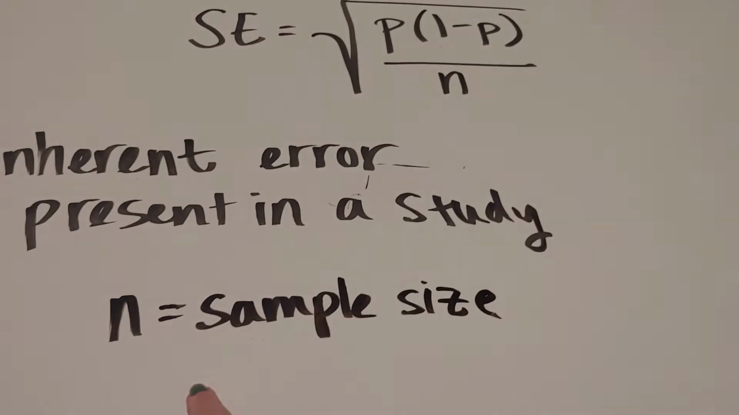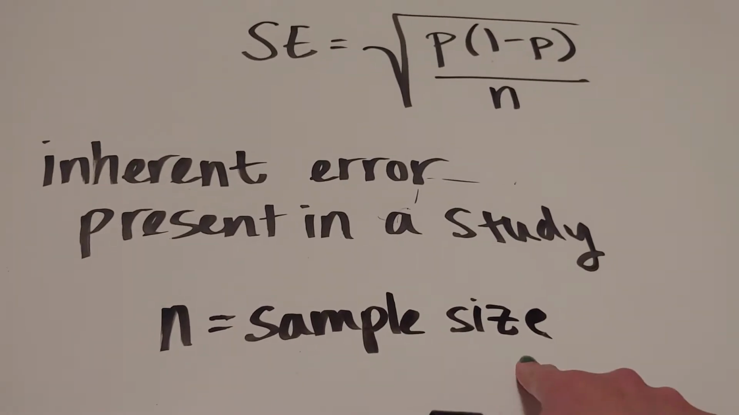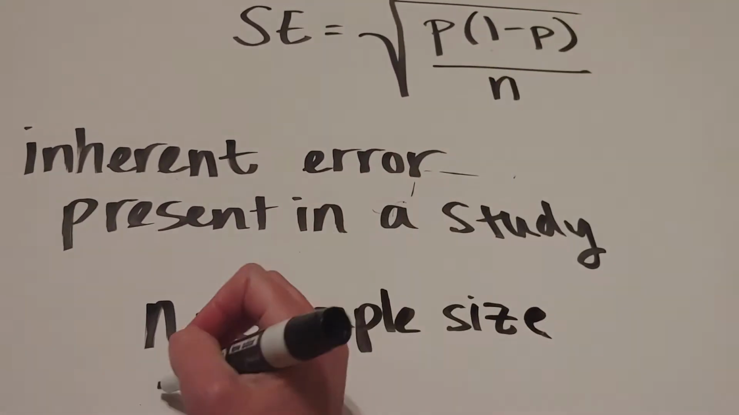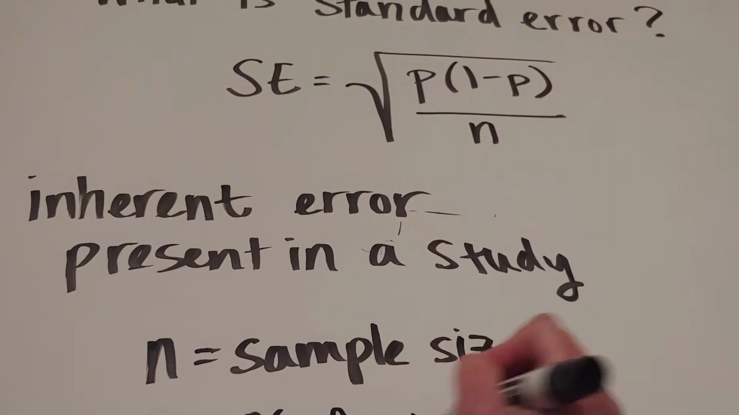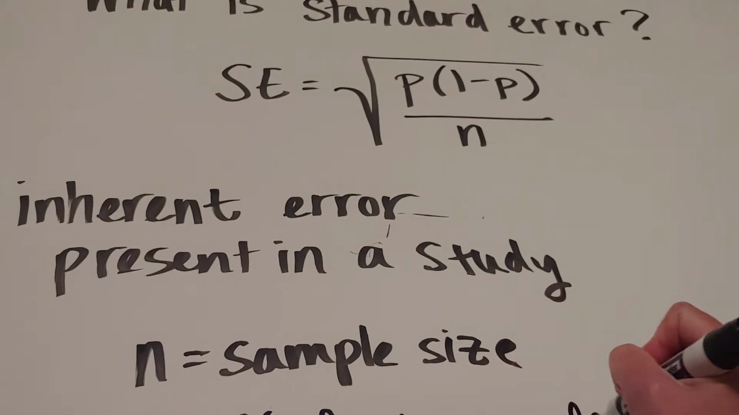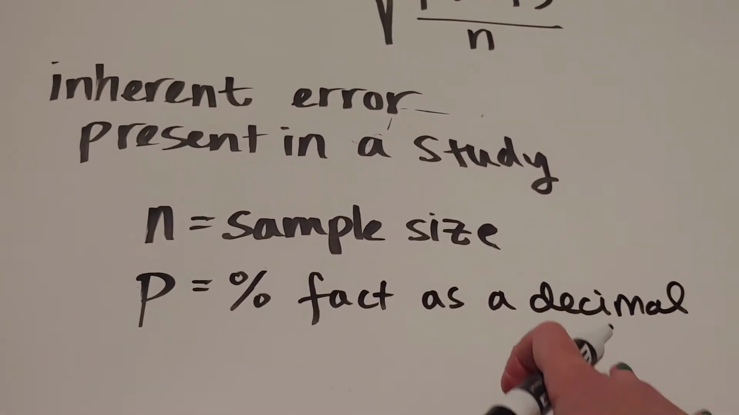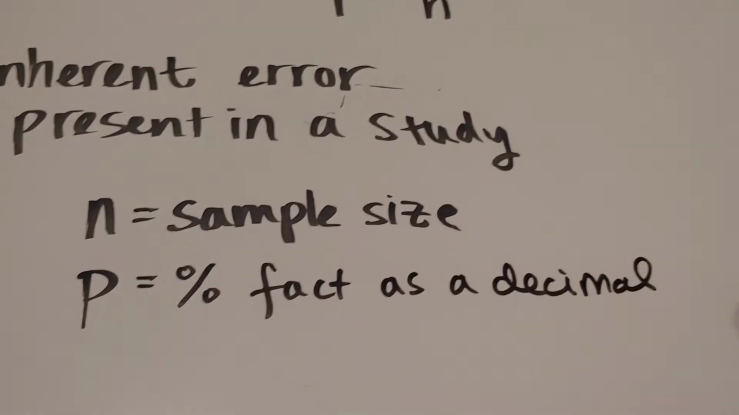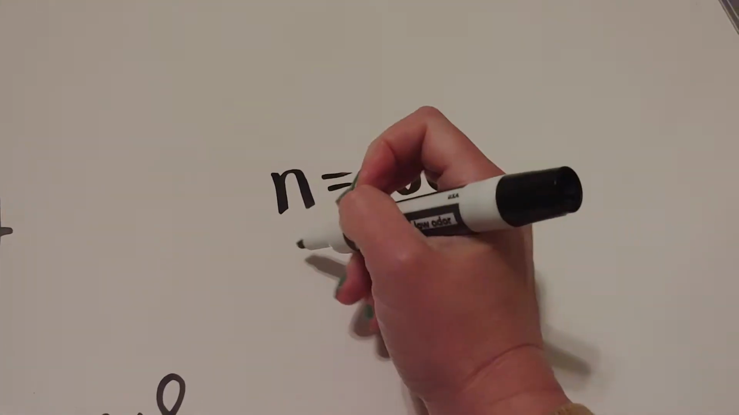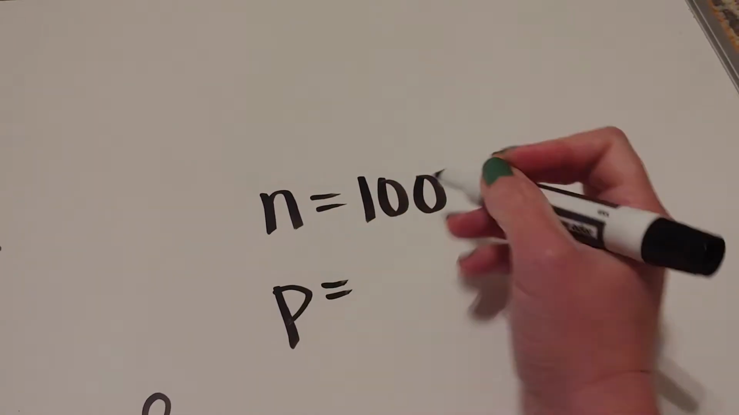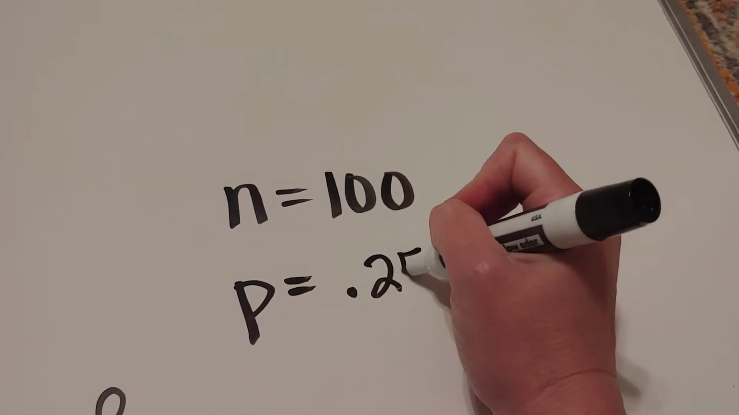Okay, so I need to know, am I asking 50 people, 100 people, 1,000 people, whatever that sample size is, what goes down here. The P is your percent fact as a decimal. So what that means is that if, for example, we were told that in a sample of 100 students, 25% believed in aliens, 25% would be 0.25.